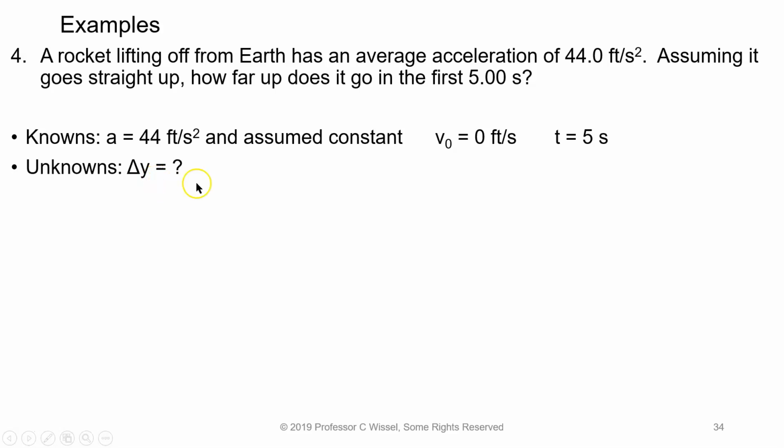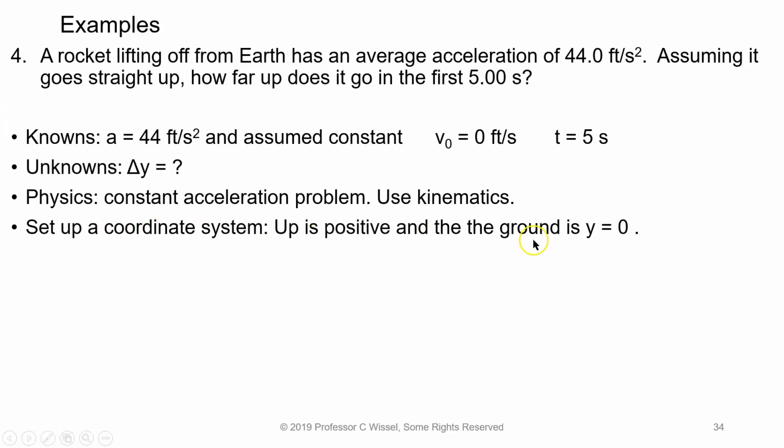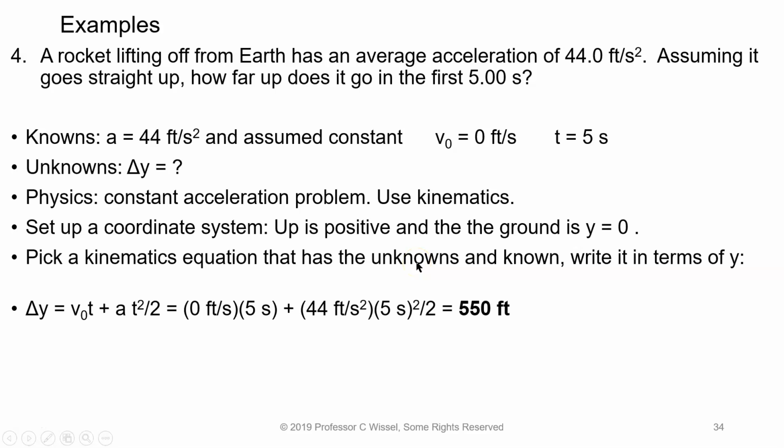the y direction, and this is a constant acceleration problem, so we can use kinematics for this. Set up a coordinate system. Up is positive, the ground is at y equals 0. We pick a kinematics equation that has the knowns and unknown, and we're going to write it in terms of y. Delta y, or y, is v0 t plus a t squared over 2.